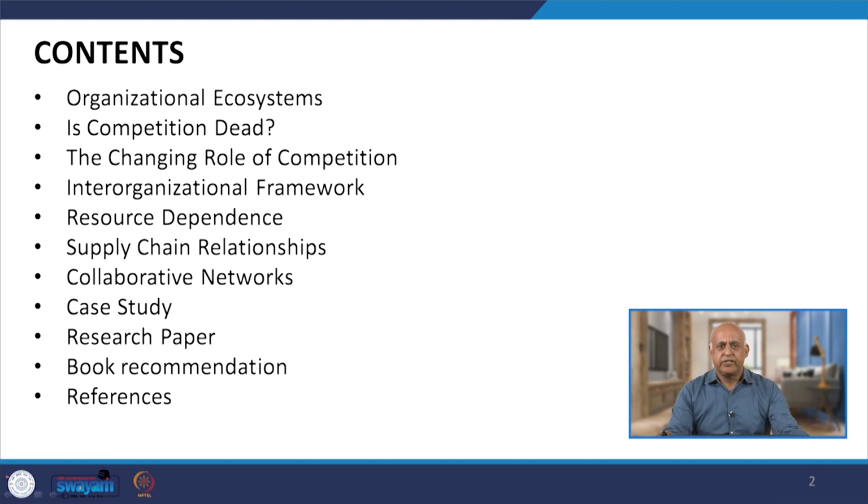In this particular session on interorganizational relationships, we will look at how the work organization is designed in a particular ecosystem, whether competition is dead, and the changing role of competition. We will cover the interorganizational framework, resource dependence, supply chain relationships, and collaborative networks. Then, as usual, we will discuss the case study, research paper, book recommendations, and references.